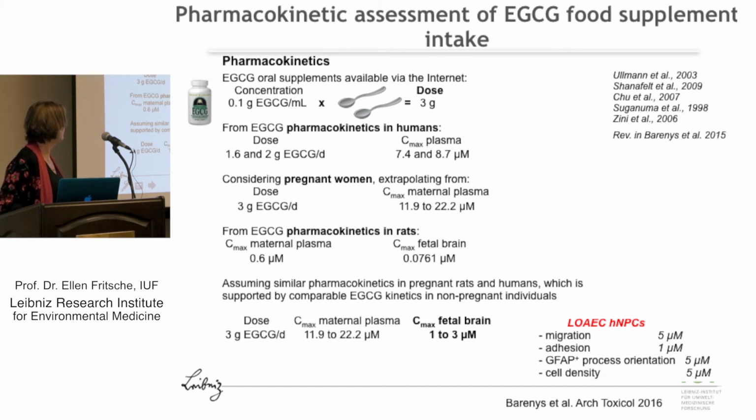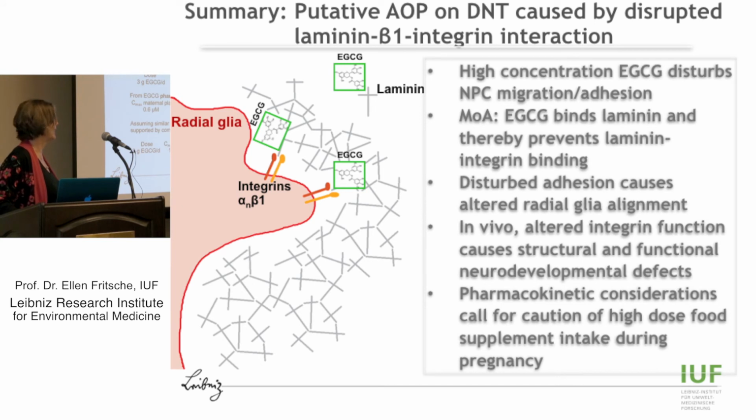And like I showed you, the LOX in the human neuroprogenitor cells in vitro for migration, adhesion, and this GFAP process orientation is between 1 and 5 micromolar. So we are very close to exposure levels. And I think this is not proving anything, but it's showing concern that with these food supplements that are really not tested like chemicals, you should be really cautious during pregnancy. This is something that we concluded in the publication.